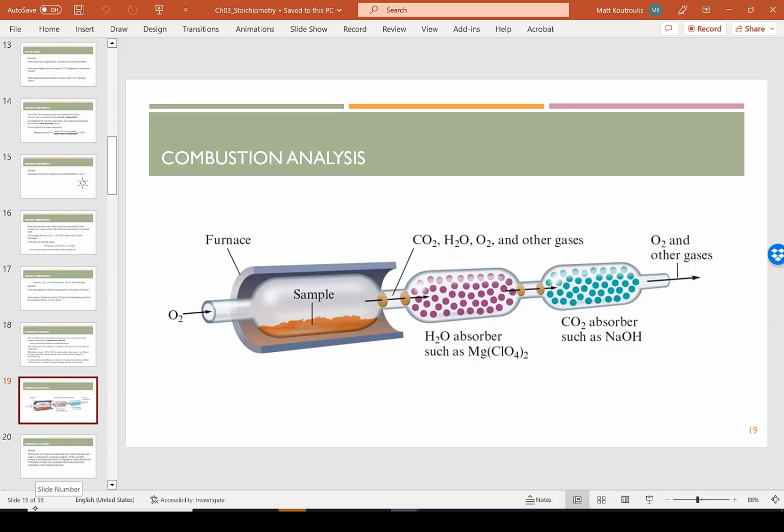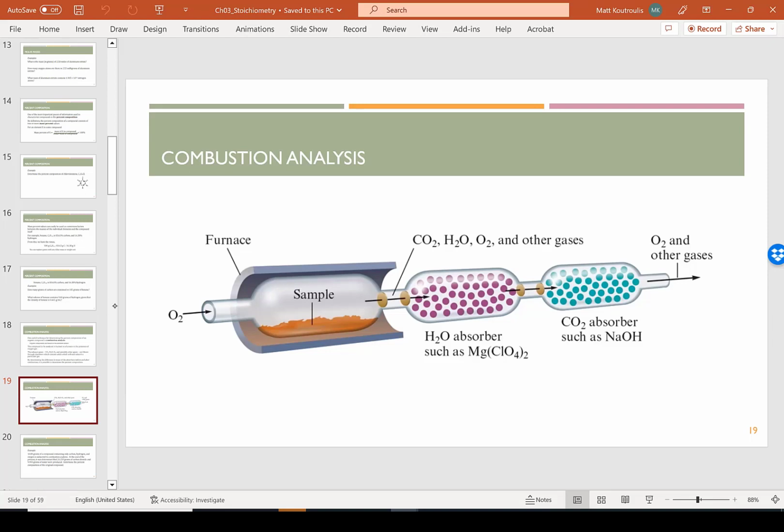You don't need to memorize what the absorbers are. But in this picture, the water absorber is magnesium perchlorate. Okay? And so the water gets trapped here. So then what's going through here? All the water is stuck here. So then what goes out here? Oxygen and CO2 are going here, right?